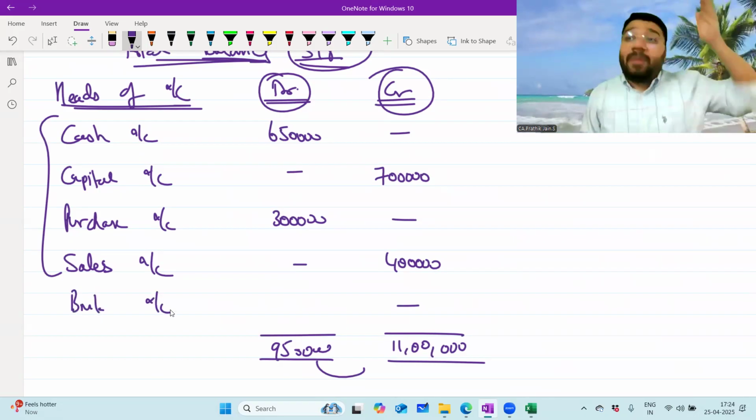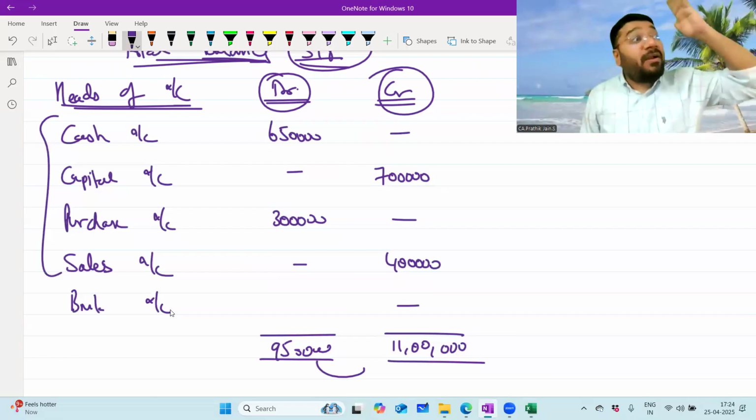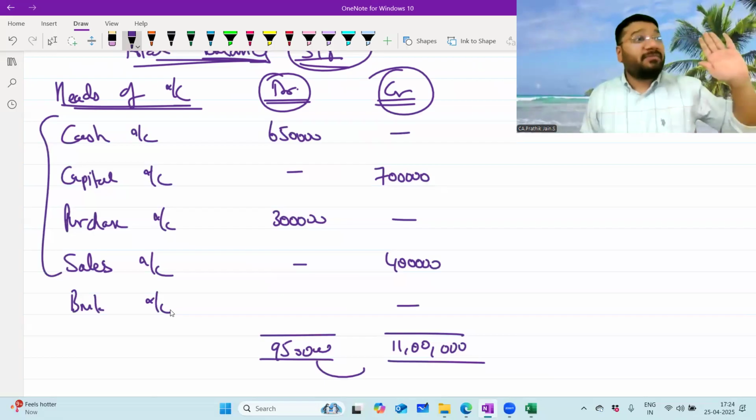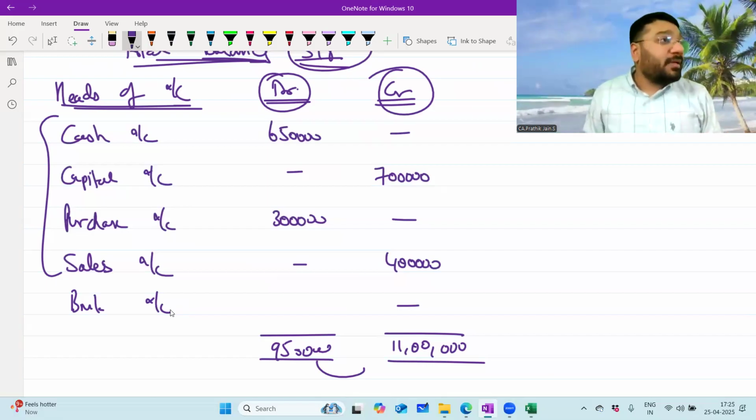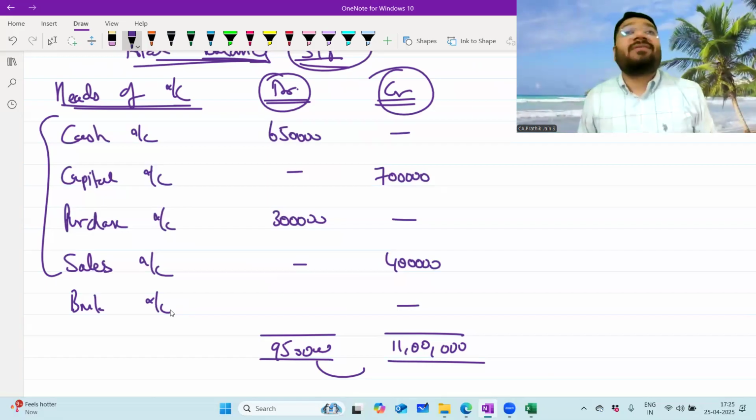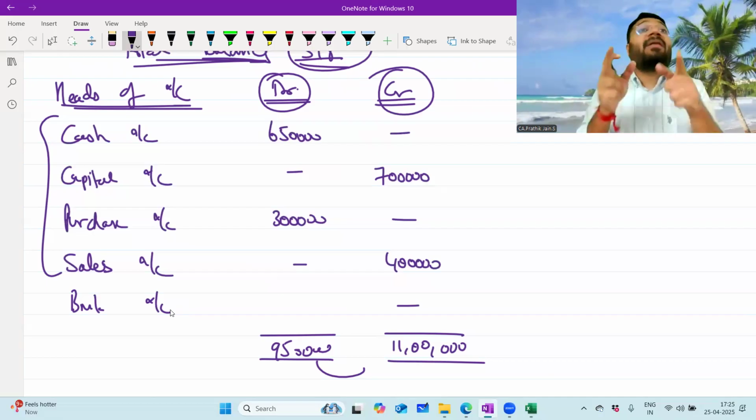Boss, in real life, how many accounts will you open? Hundreds of accounts you open. 200, 300, 500, 800, 900 accounts you open. In that, can you figure out which account balance you left? No. That is why we prepare the trial balance.